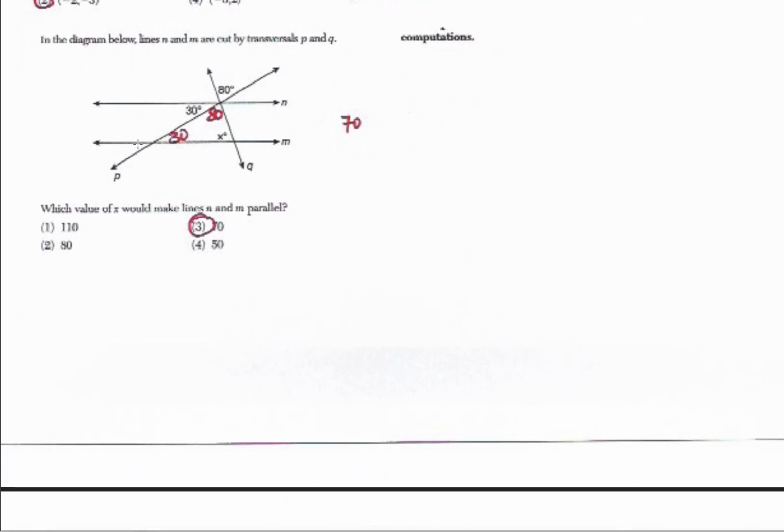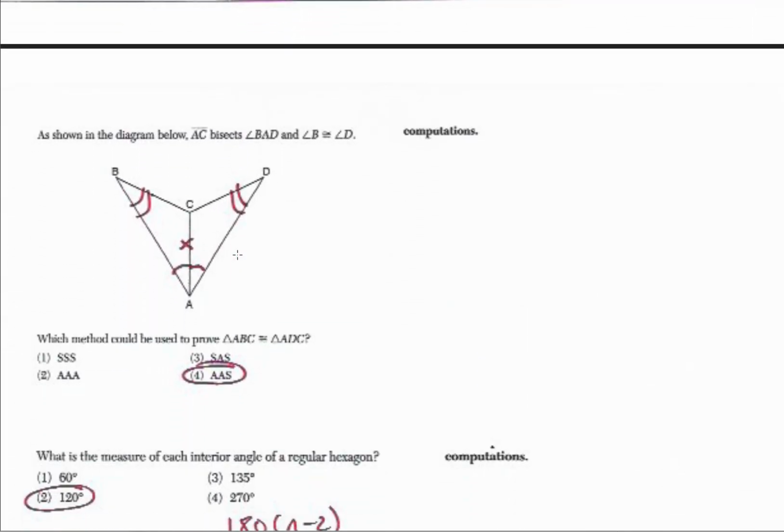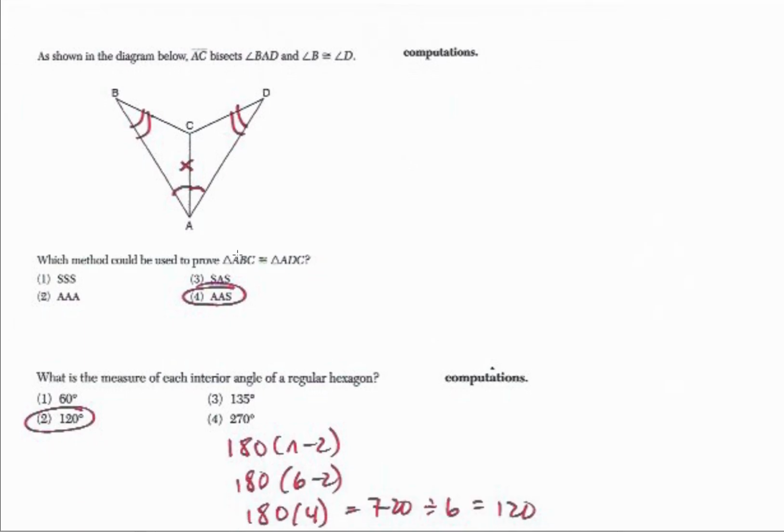Next up, diagram below, lines L and M, and so on. We see the diagram set up. So we have alternate interior angles here. Here's the 30 up here, so down here also has to be 30. We have vertical angles here, so that's 80. 30 and 80 add up to 110. The missing angle has to be 70. That's choice 3.